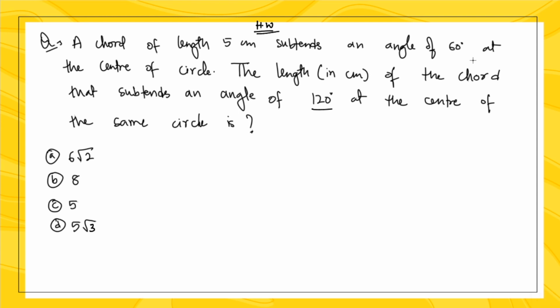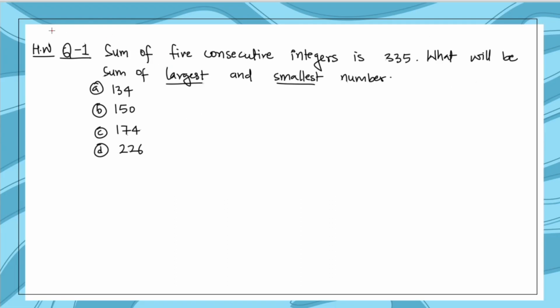So now let's talk about the solution of previous video, because in the previous video also I have given you one question to solve. In case you have not watched that video, I'll give you link in the I button. You can watch the previous video that was on a different topic, that was based upon consecutive integers. Alright, so the question which I asked in the previous video was that sum of 5 consecutive integers is 335. What will be the sum of the largest and the smallest numbers?